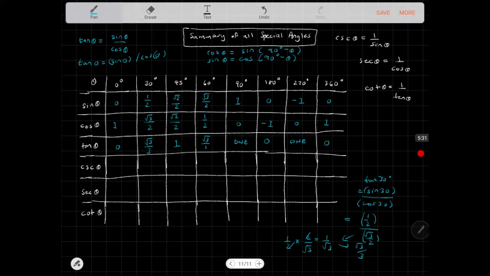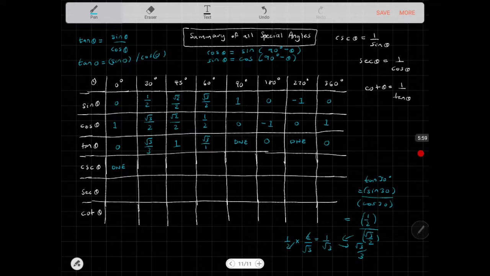Let's take a look at the reciprocal values. Cosecant 0 degrees is basically the reciprocal of sine. Now for sine theta, this was 0 over 1, so it was basically 0. So cosecant is 1 over 0, which is undefined, because this is 0 over 1. If you do the reciprocal, it should be 1 over 0. So this is undefined, does not exist.